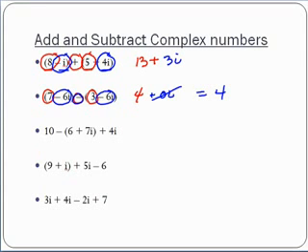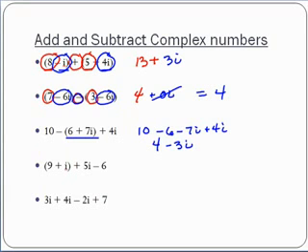Okay, the next one. Sometimes it might be easier to just distribute, like if you're subtracting a number, distribute that negative. On this one, I'd go 10, and I want to subtract this whole number, so that means it's minus 6 minus 7i, and then plus 4i. Then I look at that. 10 minus 6 is 4. Negative 7i plus 4i is negative 3i. Pretty simple, huh?